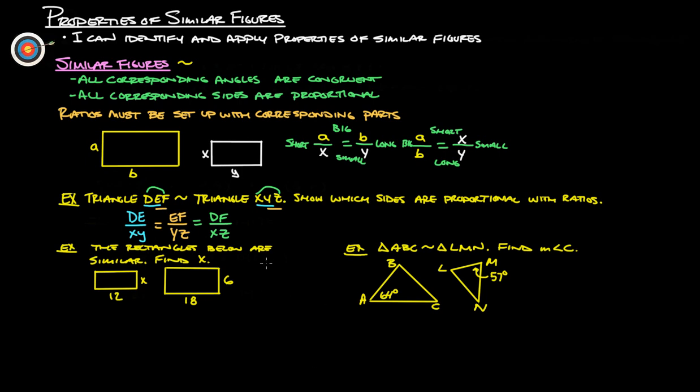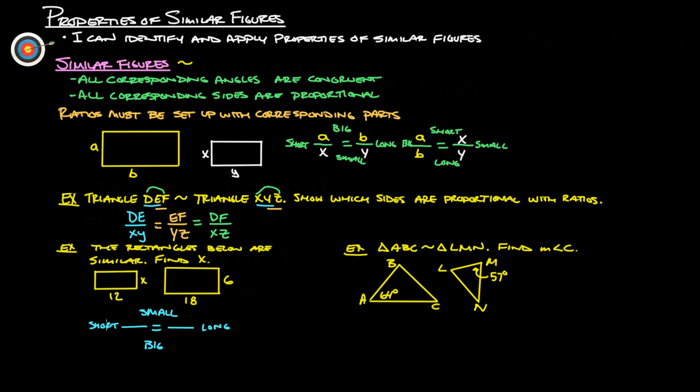Okay, another example, the rectangles below are similar, find x. You do not have to do it this way, but this way will make it fairly foolproof. I'm going to do the small rectangle on the top and the big one on the bottom. Then I will do the short side over here, and we'll do the long side over here. If you do this, you're pretty much guaranteed to set it up correctly.